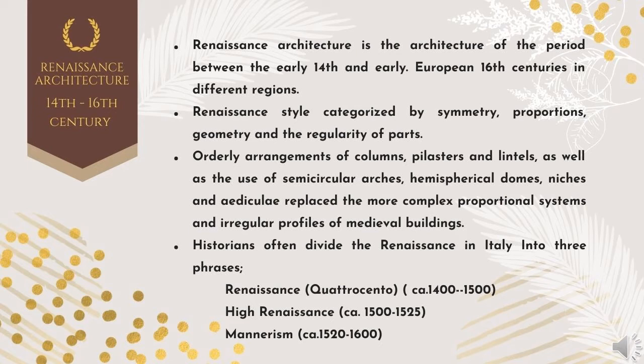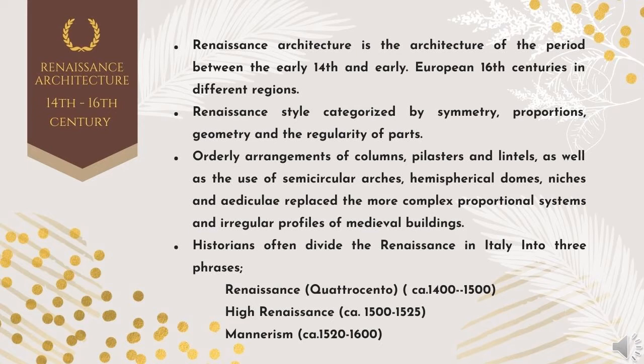Orderly arrangements of columns, pilasters, and lintels, as well as the use of semicircular arcs, hemispherical domes, niches, and edicules replaced the more complex proportional systems and irregular profiles of medieval buildings.